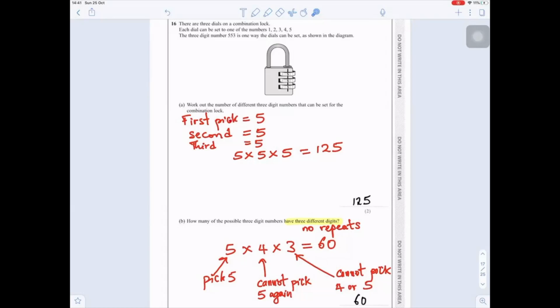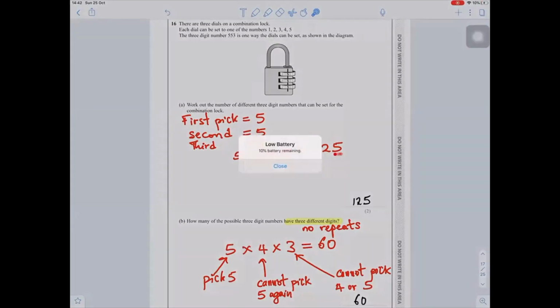So the first pick, if you pick a number, there are 5 numbers, pick the first number, you have 5 chances. The second time, you still have 5 chances because the numbers can repeat. The third time, you still have 5 chances. So the number of different 3-digit numbers that can be set for the combination lock is 5 times 5 times 5. It gives you 125.